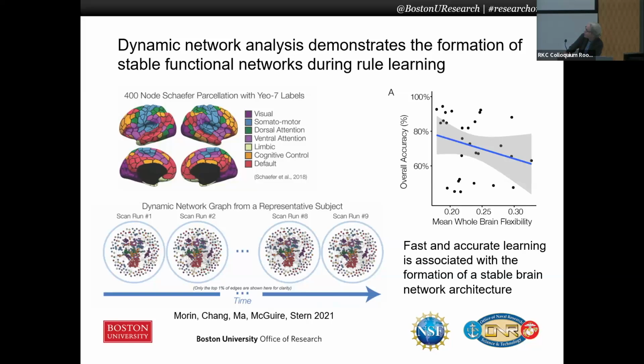And in this case, what we're doing is we're looking at the networks across all 9 runs. So the subject is learning a rule, or actually a whole set of rules, across a long period of time. And we can look at network changes across time in individual subjects. And what we find is that participants who are good at learning the rules, as opposed to those who are not successful, actually develop a very stable brain network architecture.